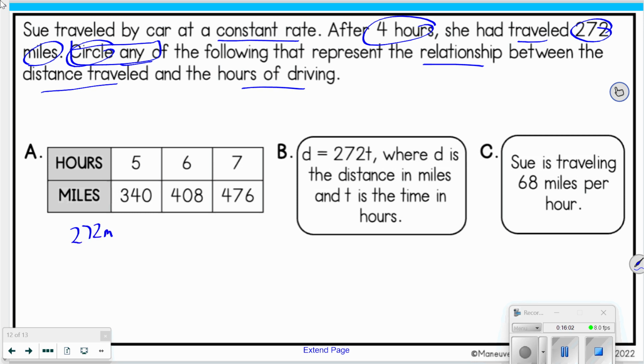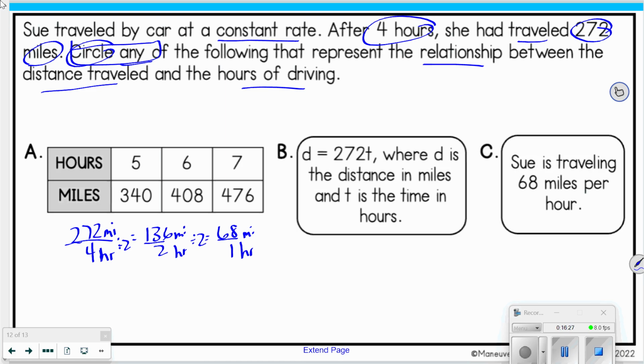So if I start at 272 miles over 4 hours, I know I can divide both those by 2 to make it easy. It gives me 136 over 2, which I can still divide by 2 again to give me 68 over 1. So she's traveling pretty quick, 68 miles an hour.